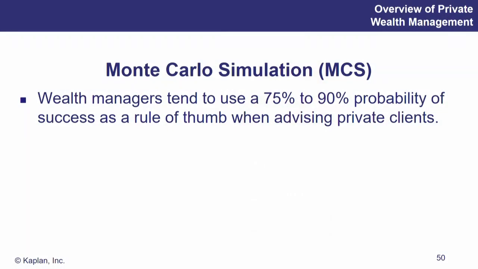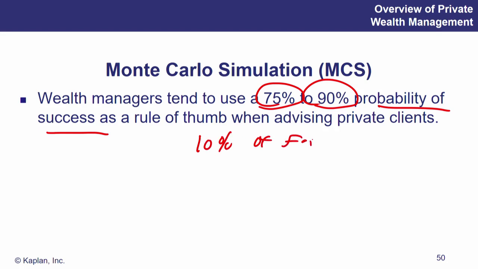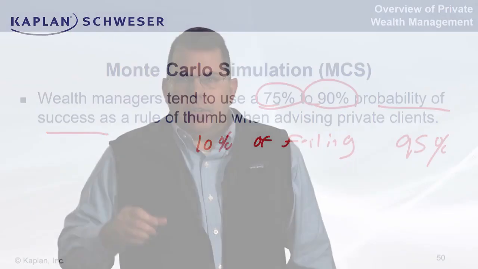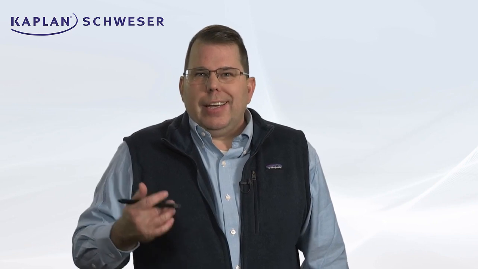Now, wealth managers tend to use a 75% to 90% probability of success. Okay, Granny Smith, is it okay if there's a 10% chance of failing, of not having enough money for your retirement? Are you comfortable with that? If you're not, maybe we need a 95% probability of success. So again, absolutely critical. And just remember, these are probabilities. They're not predictions.